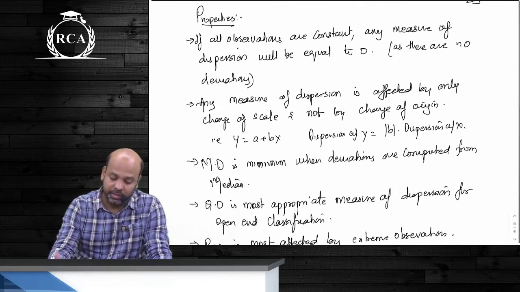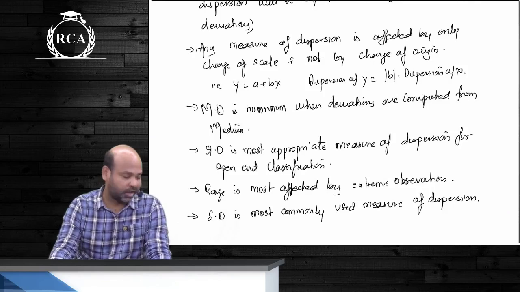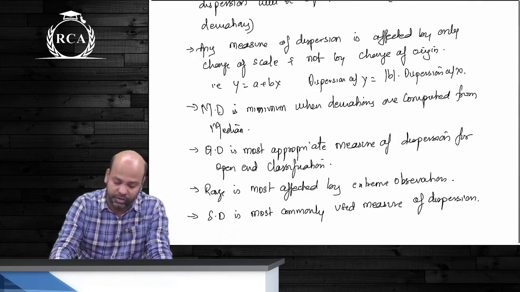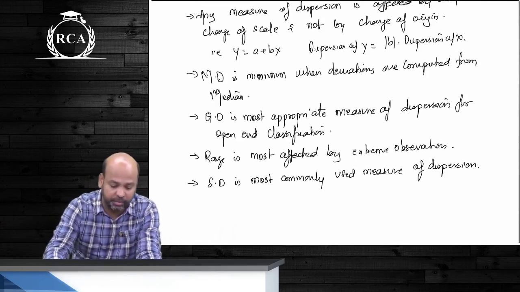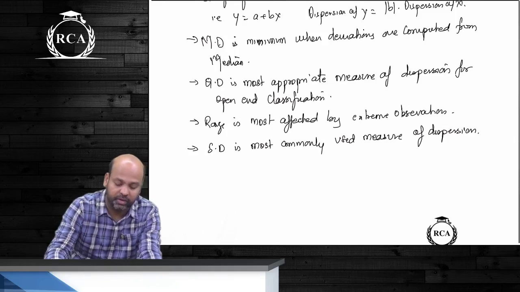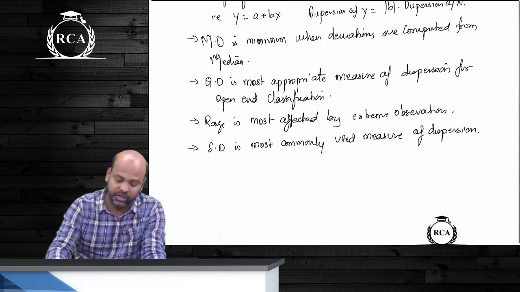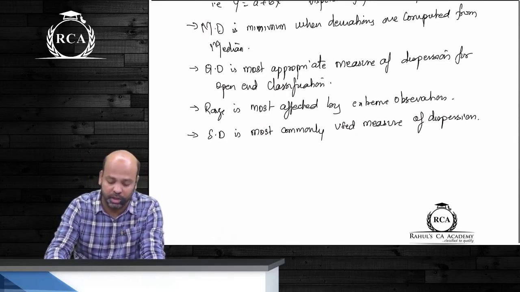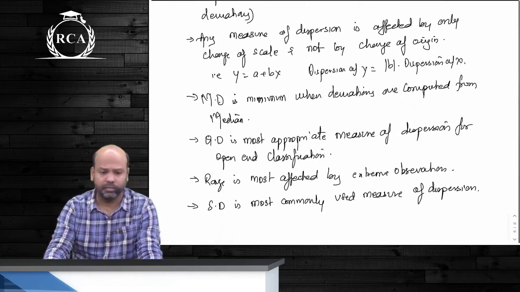Okay. In properties, if all the observations are constant, I have already taught this, any measure of dispersion will be equal to 0. Any measure of dispersion is only affected by change of scale and not by change of origin. Mean deviation is minimum when deviations are considered from median. Quartile deviation is most appropriate for open-end classification. Range is the worst affected by extreme observation. Standard deviation is the most commonly used measure of dispersion. Was there anything else in it?